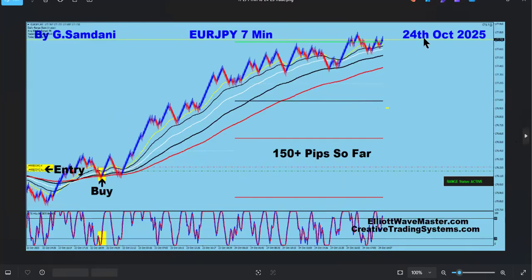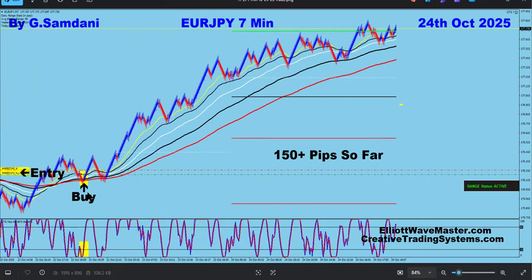And on the 24th, you can see Euro Yen also. This is entry from the 22nd, and I held it nicely because euro was getting strong as well for some reason, right? And yen was getting weaker. So I said, okay, just hold on to it and see what happens. And then I did 50 pip.